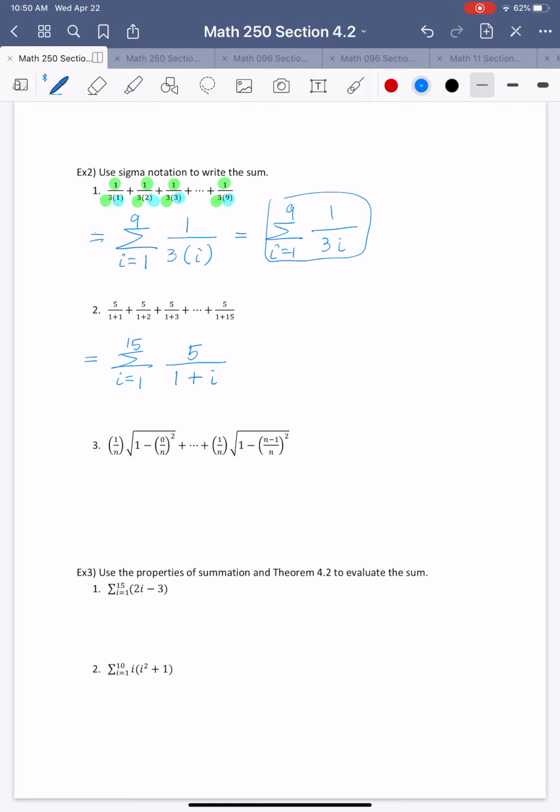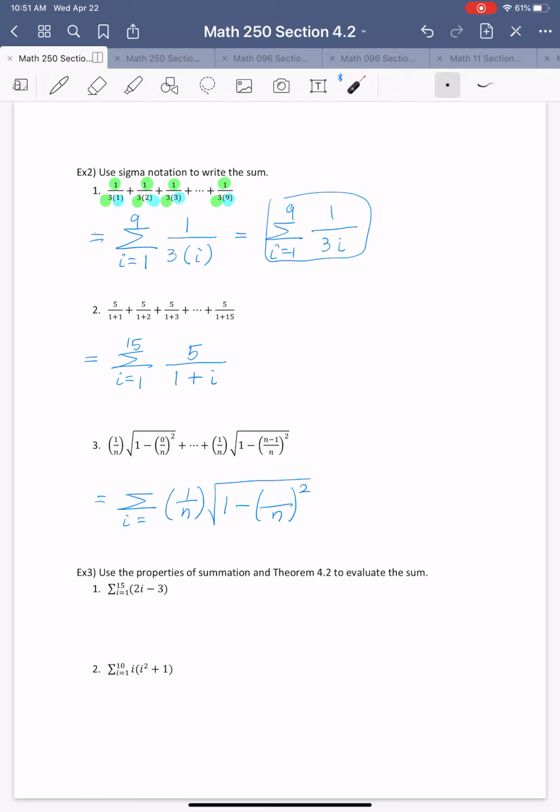And for number 3, you have to check it out. So in here, I can see that 1 over n stays the same, and the square root stays the same, and then 1 minus stays the same, and the only thing changing is 0 up to n minus 1, and the power stays the same and the denominator stays. So something doesn't change, you just need to keep it as a formula. So the formula i equals, and then I see that 1 over n stays, square root of 1 minus something squared stays over n.